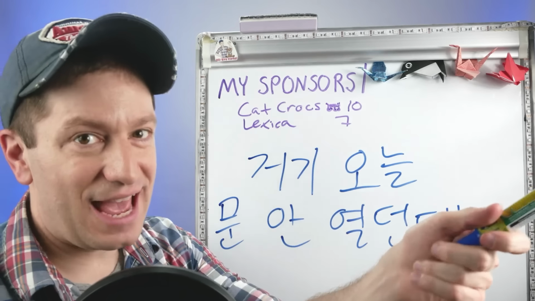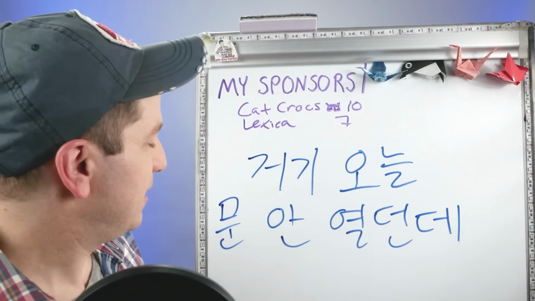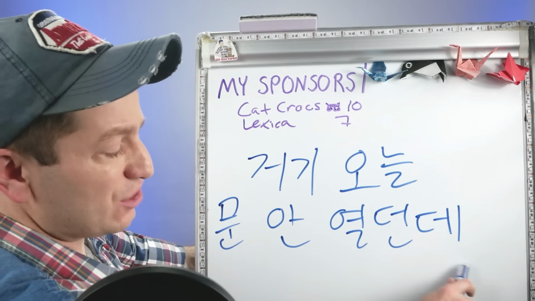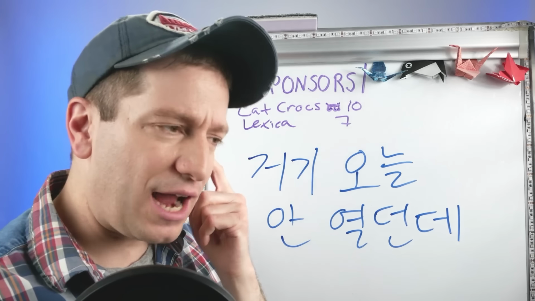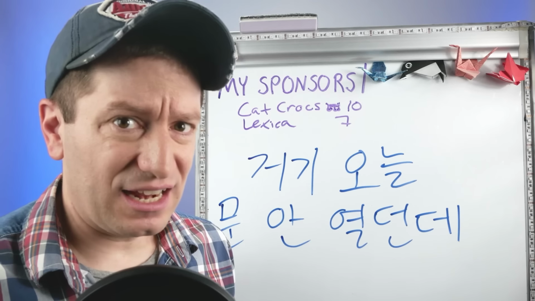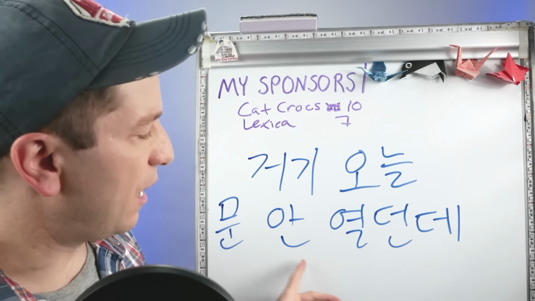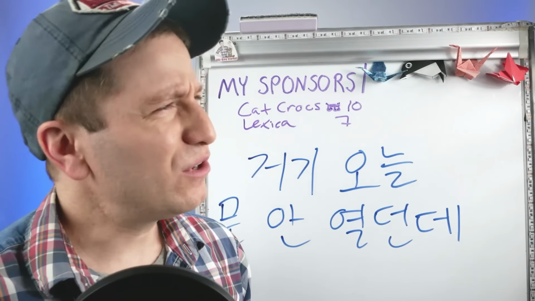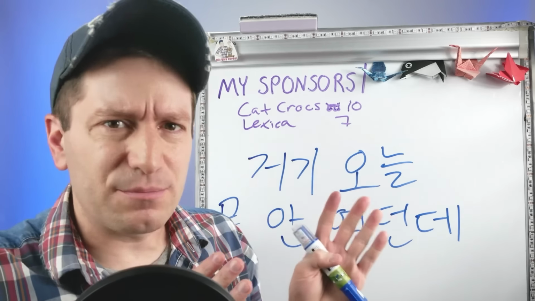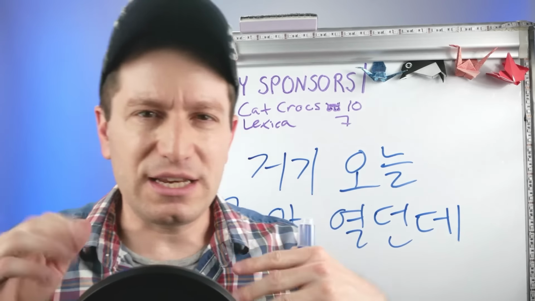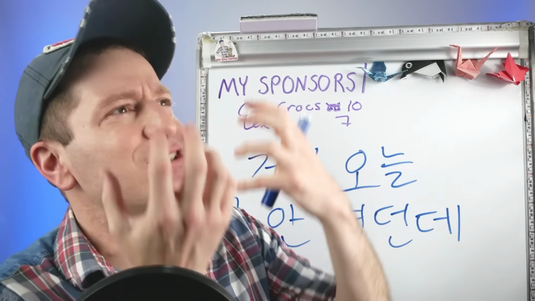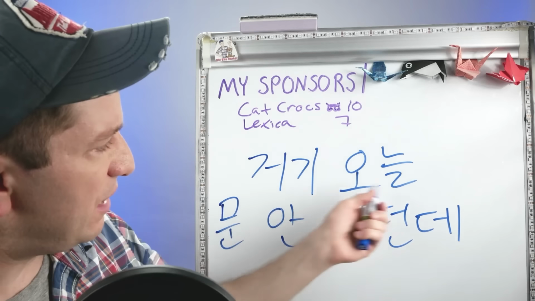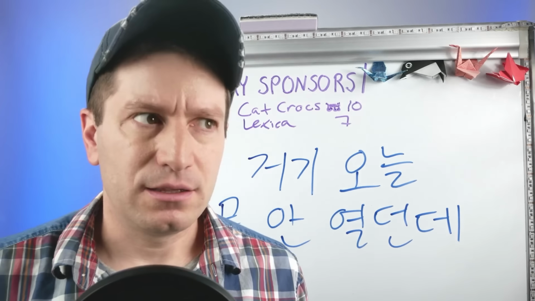거기, there, that place. 오늘, today. 문 is door, 열다 is to open their doors. 안 열던데? I remember, they weren't open today. 거기 오늘 문 안 열던데? Yeah, they weren't open today. You're recalling something. You're like reminiscing. So in English, we do this by like kind of looking off away from the speaker, right? Like we're trying to recall something in our memory. 거기 오늘 문 안 열던데? They weren't open today though.